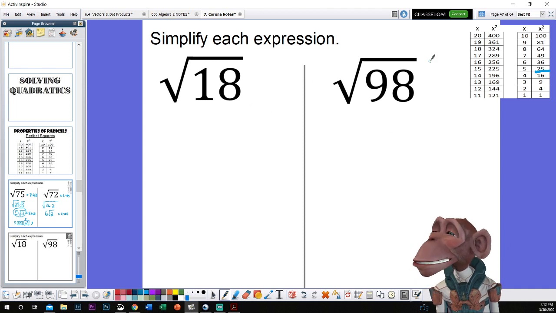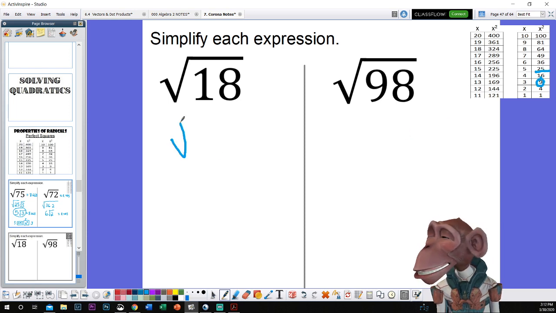All right, so 18. I tried divided by 16. For this one, that does not work. I tried divided by 9, though, and 9 does work. In fact, 18 is 9 times 2. The square root of 9 is 3. The square root of 2 is the square root of 2.